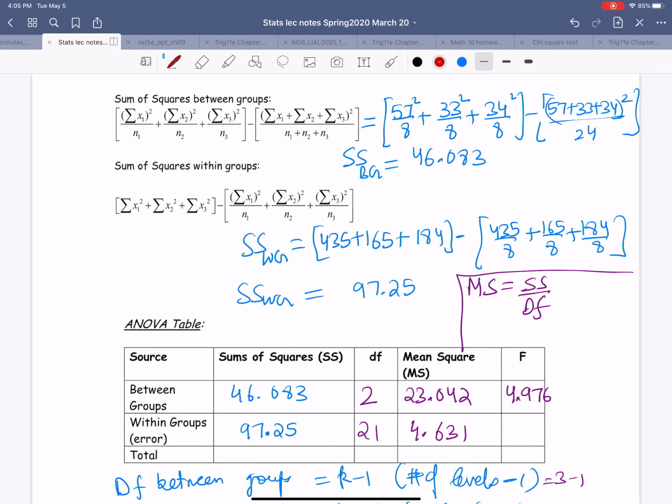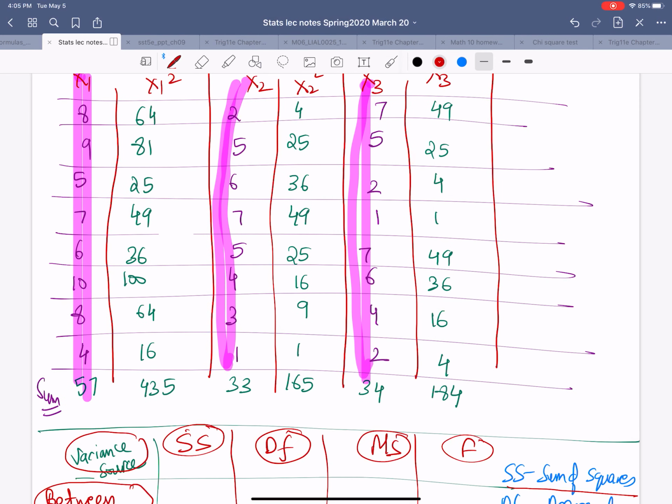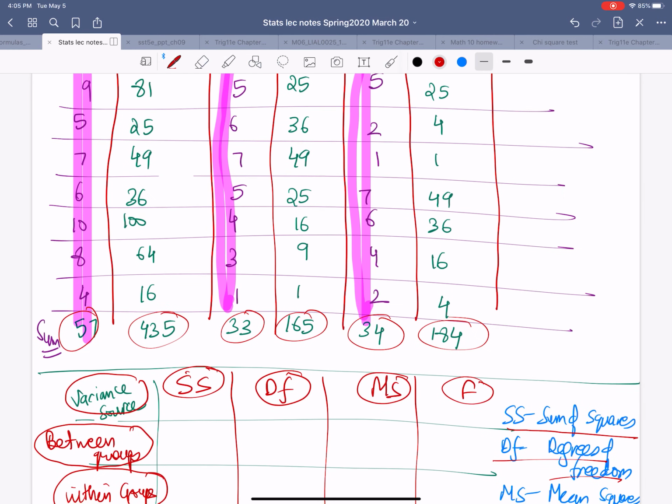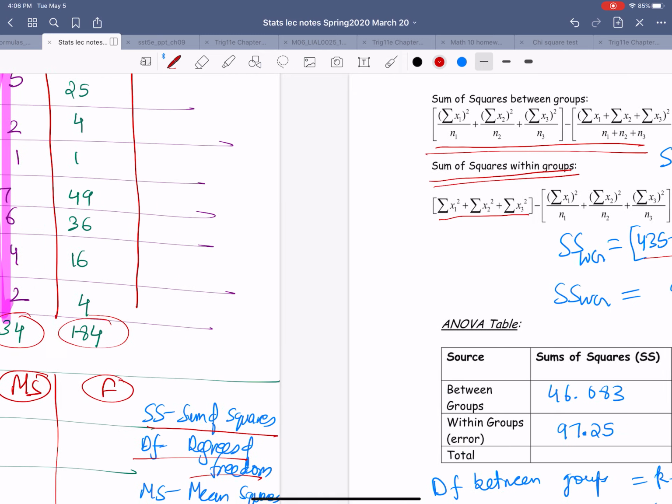For the sum of squares between groups, we saw this is the formula to calculate it. We're going to use the summation of x1 squared. I do have the x1s here, and the x1 squared is here. So I found all the sums here, and plug them in at the right spots in the formula. And we get the sum of squares between groups as this. Next, we're going to look for the sum of squares within groups. The formula is slightly different, so we plug in all the values again from the previous table by using the sums from the bottom.